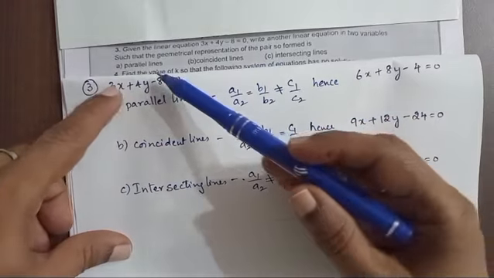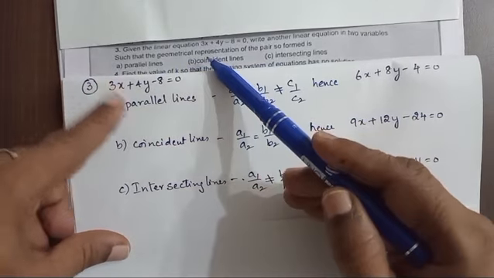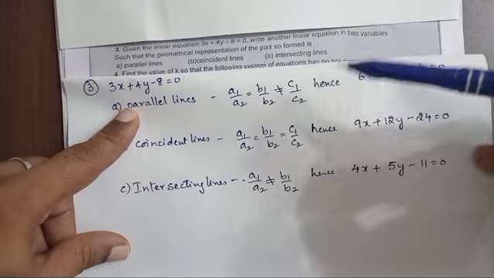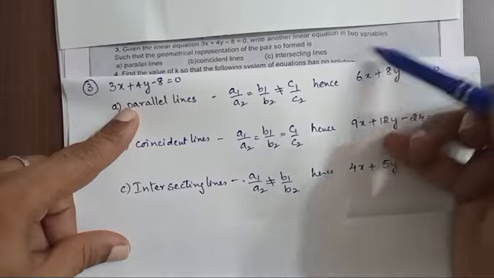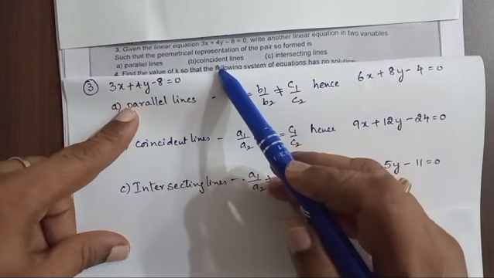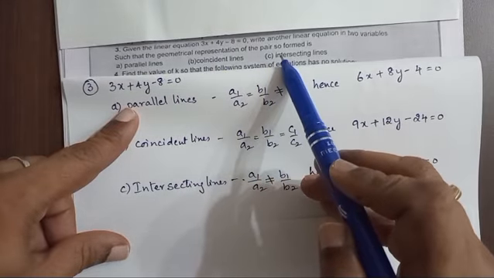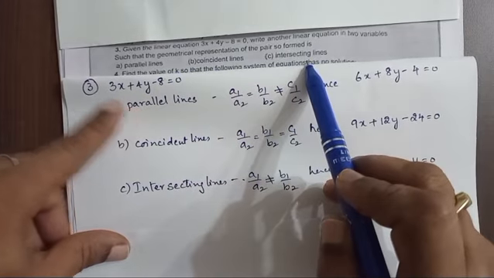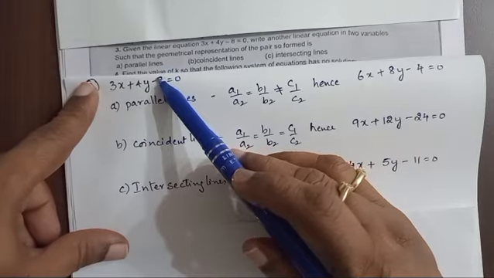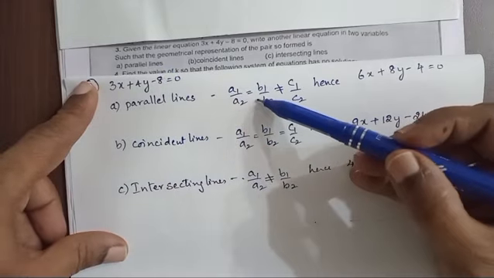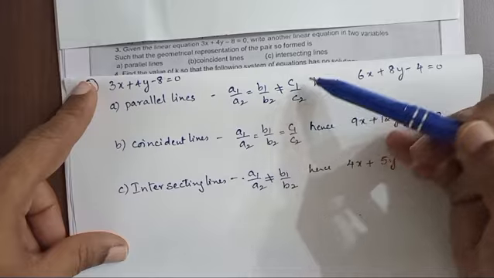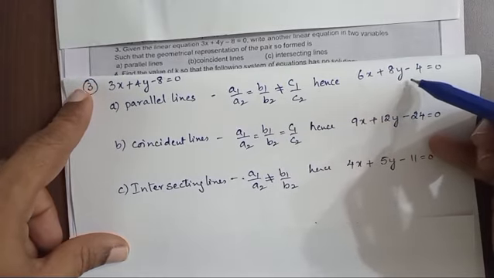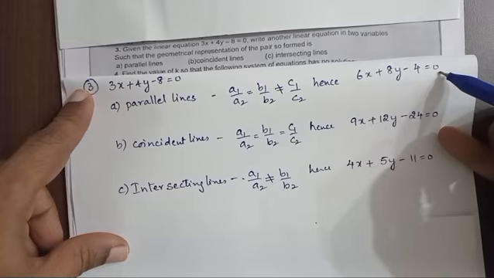Third question. Given the linear equation 3x + 4y - 8 = 0, write another linear equation in two variables such that the geometrical representation of the pair so formed is parallel lines, coincident lines, and intersecting lines. For parallel lines, the condition should be a1/a2 = b1/b2 not equal to c1/c2. Hence, we can have 6x + 8y - 4 = 0.